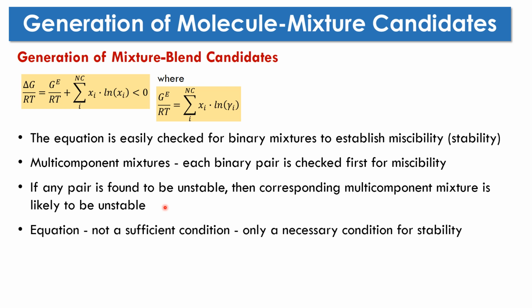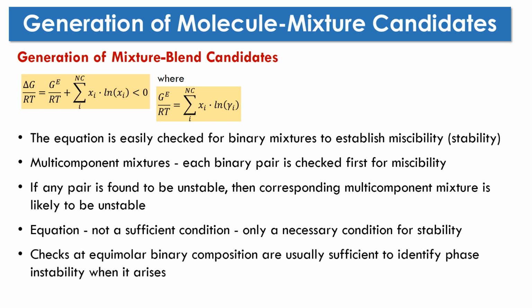Note that the equation is not a sufficient condition, but only a necessary condition for stability. It is only to check the stability, to make sure that when the compounds are mixed together, the mixture is miscible and not immiscible. It does not form two layers or something. Also, checks at equivalent binary composition are usually sufficient in order to identify phase instability when it arises.